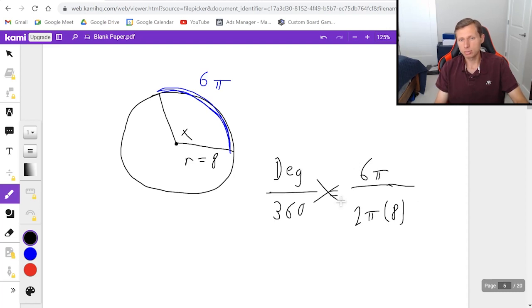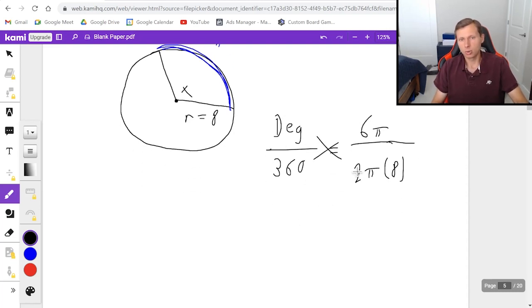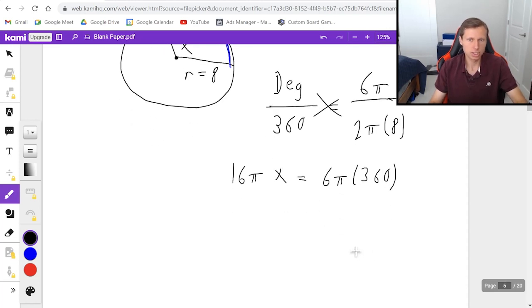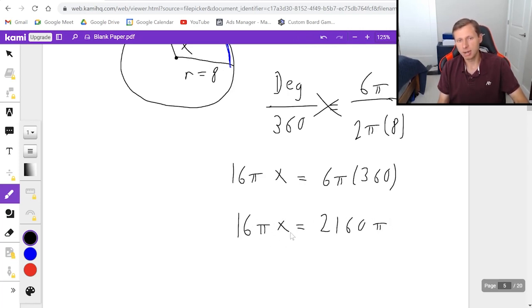And again, I'm just going to cross multiply. So degrees times 2 times pi times 8, that's going to be 16 pi times the degrees. Let's call the degrees x because that's the variable I made up. And then that's equal to 6 pi times 360. And so now, what's 6 times 360? Let's see. It's going to be 2,160 times pi equals 16 pi x.